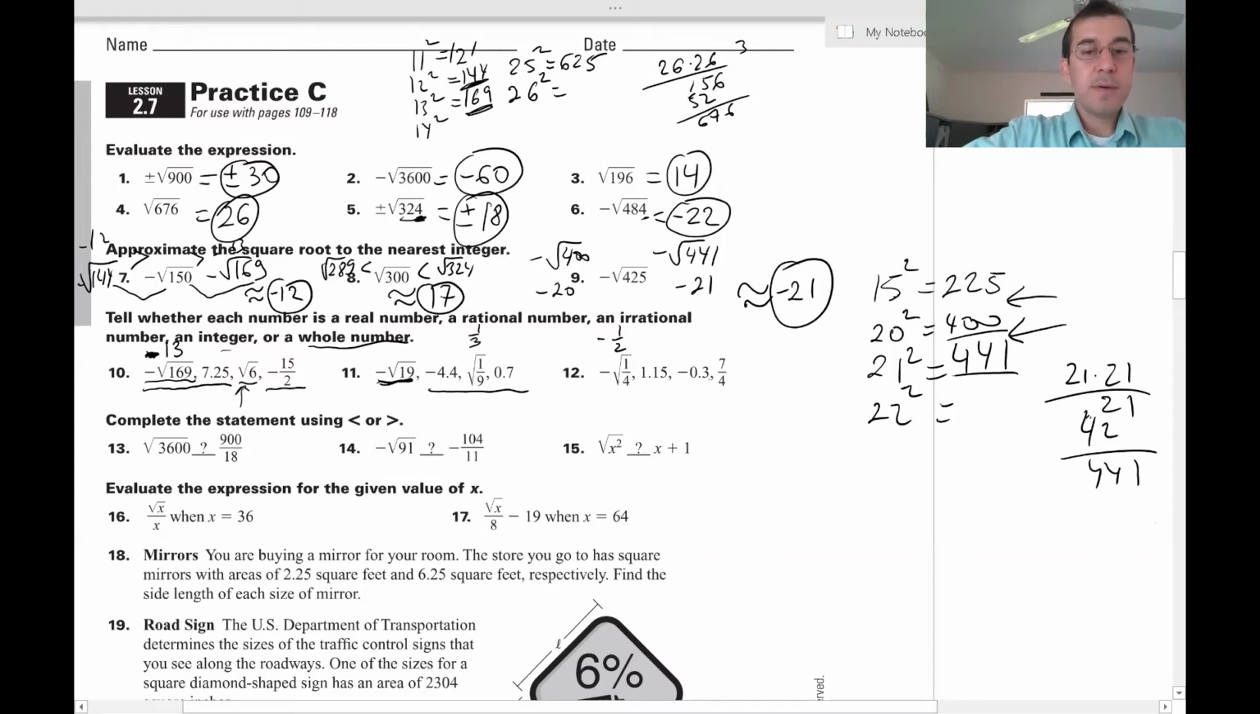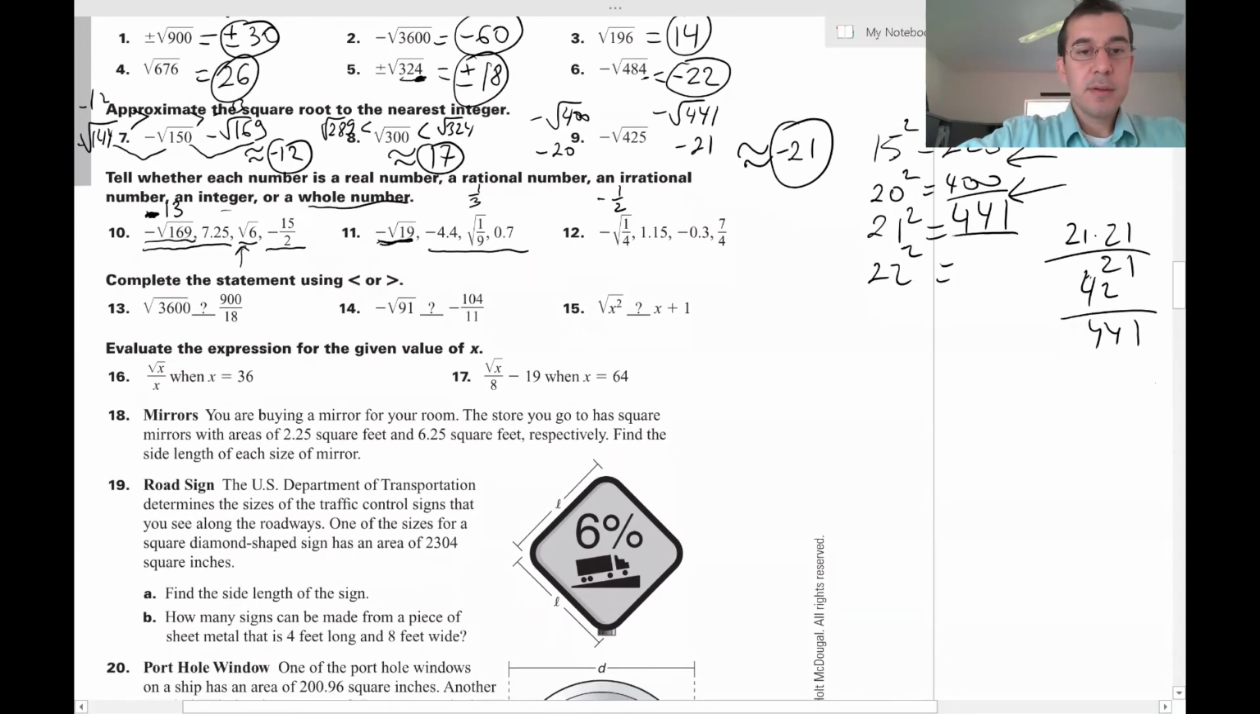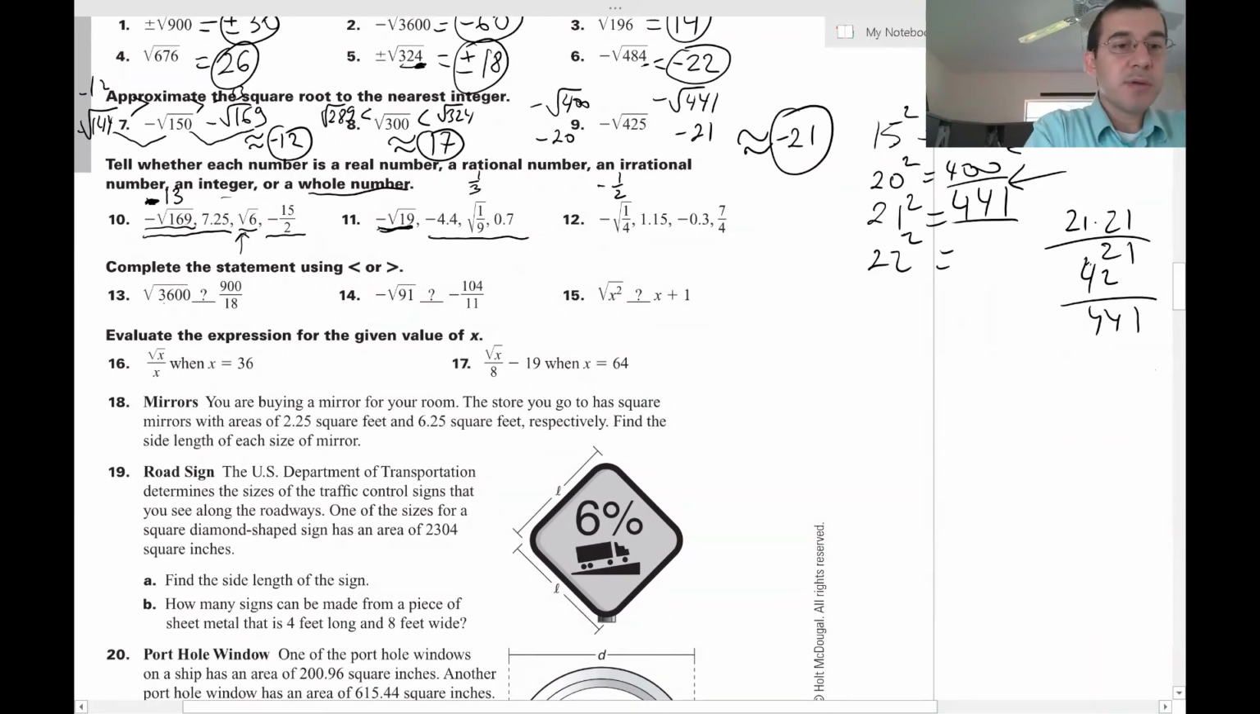Number 13, 14, 15, complete the statement. Okay. So square root of 3600, that's 60, because 6 times 6 is 36, and then 2 zeros within the square root convert to 1 zero outside of it. So 60, and then here, is this going to be 900 over 18? Is that going to be 60, greater than 60, or less than 60? Well, 60 times 18 is going to be 1080.